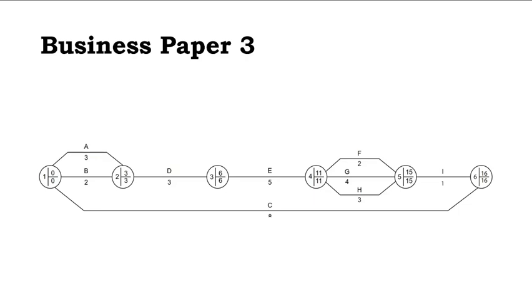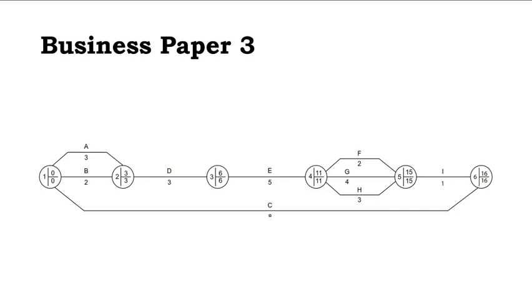Okay, when we go for the earliest start time, we move with 0. So we put 0 in the activity 1 and then 0 plus 3. Why? Because 3 is more than 2. So 3 plus 3, 6. And then 6 plus 5, 11. And then F is 2, G is 4, H is 3. So which one is higher? G, 4. So 11 plus 4, 15. Now, if we look at C, it is 8 and 0 plus 8, 8. So it means 15 plus 1 will be 16.